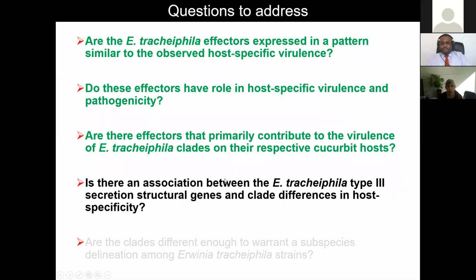So let's move on to the next question. Is there an association between the Erwinia tracheiphila type III secretion structural genes and clade differences in host specificity?